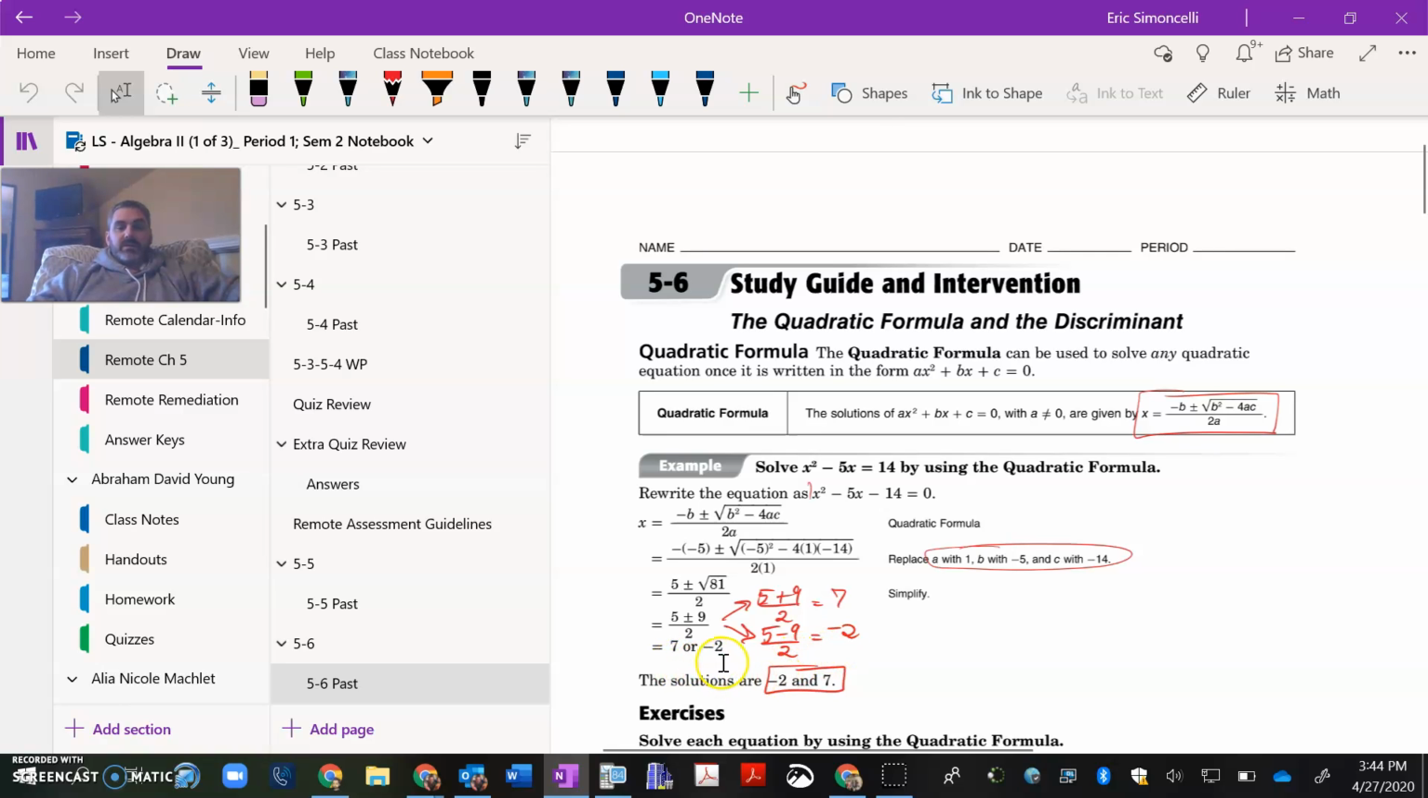Final answer is 7 and negative 2, which speaks to something we're very familiar with already from when we looked at functions of this nature for the first time. This will cross the x-axis at negative 2 and at 7. It's a parabola that opens up with those two x-intercepts or roots.